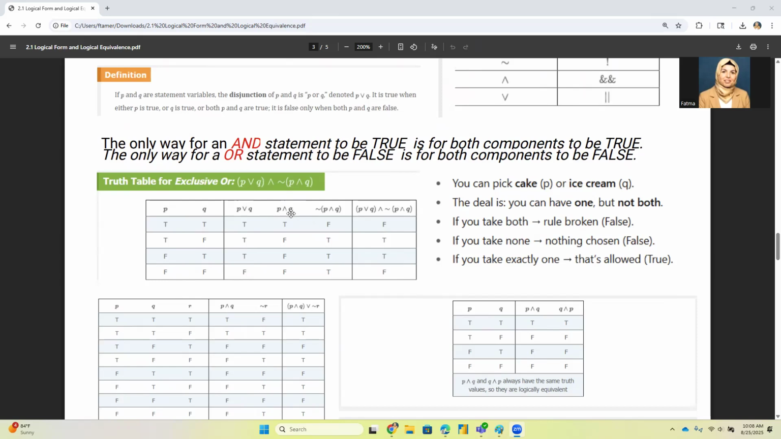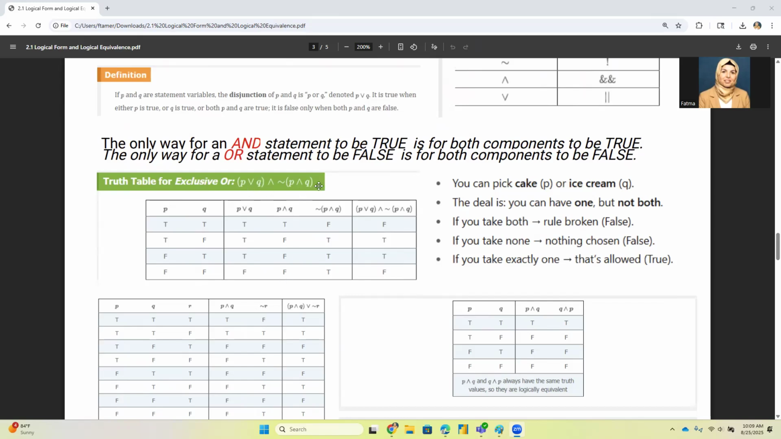So remember the rule for an AND statement. An AND statement will be true only one time, when both of the components are true. So this is an AND statement, and it will be true only one time when both of them are true. Only one time true, and in the rest of the cases, an AND statement will be a false statement. So this is the part for P and Q.